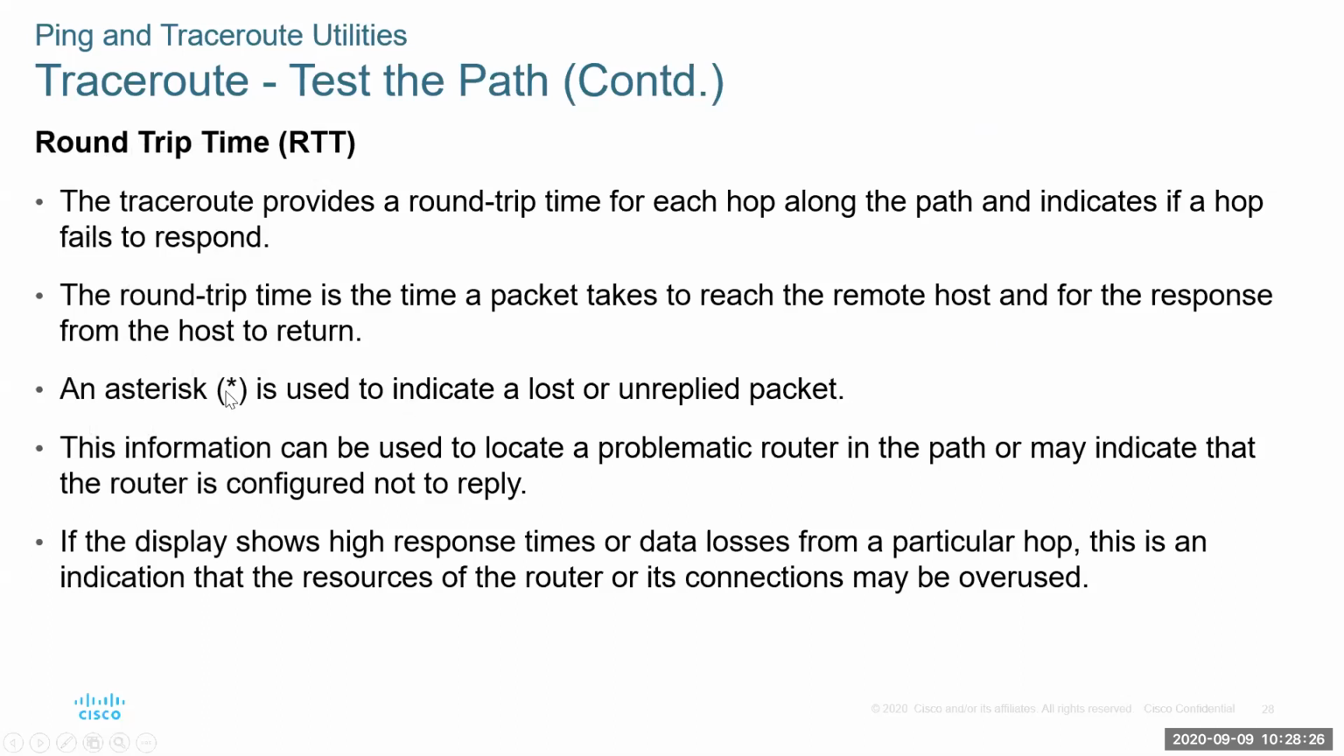You'll notice that the asterisk, as we demonstrated before, is used to indicate a lost packet or something that didn't reply. So it didn't necessarily get lost at that point. It's just all those routers and things that are out there were set not to reply or kill ICMP traffic. You can show the high response times. You can also see the low response times and the average response times.